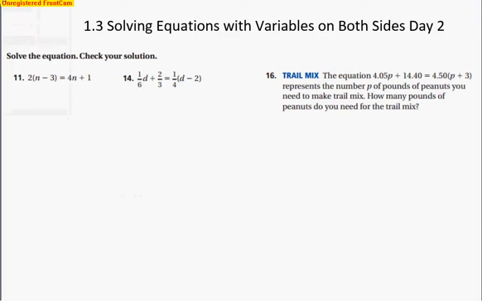So on our first problem here, what's different is that we have the distributive property to deal with first. So I've got to distribute the 2 over both terms. So I've got 2n minus 6 equals 4n plus 1. And so from there, at this point, it just becomes a problem like we saw yesterday.